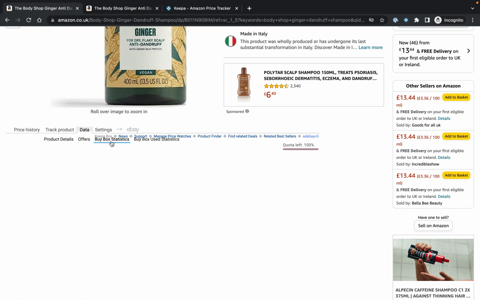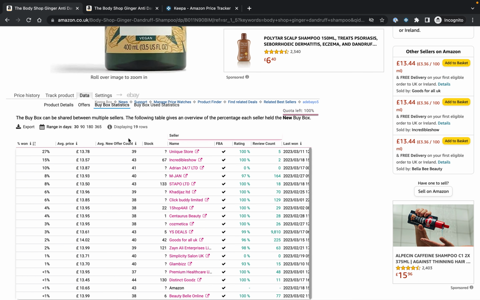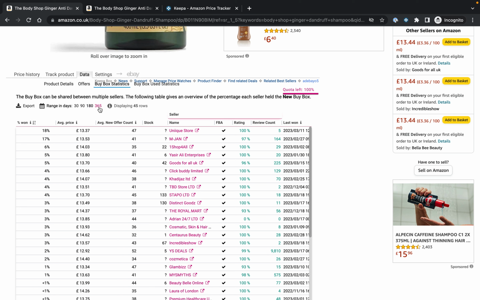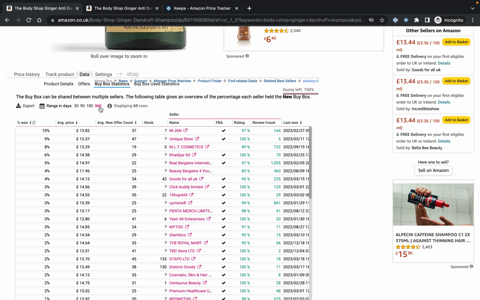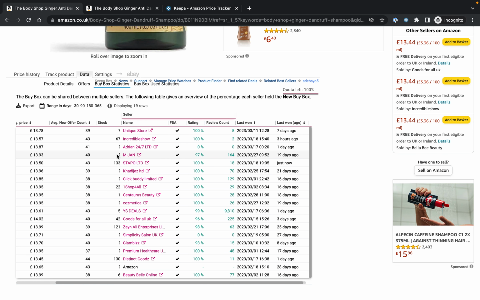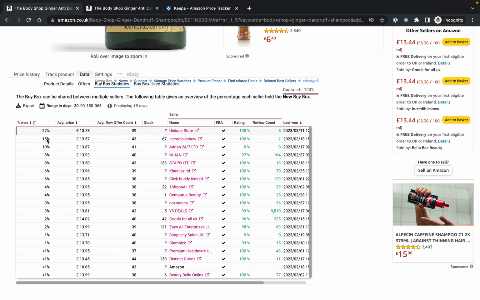However, then we go to buy box statistics, and this here is probably my favorite tab for when it comes to really getting the most out of Keepa. So I can see who has won the most buy box in the last 30, 90, 180, and 365 days. And this is where for me Keepa differs, because now if I jumped on this listing, I can estimate and say, okay, realistically, how much buy box percentage do I think I can get? And how would you do that?